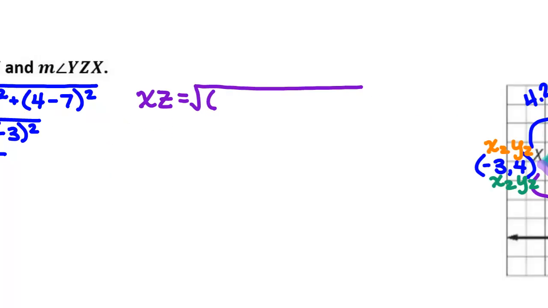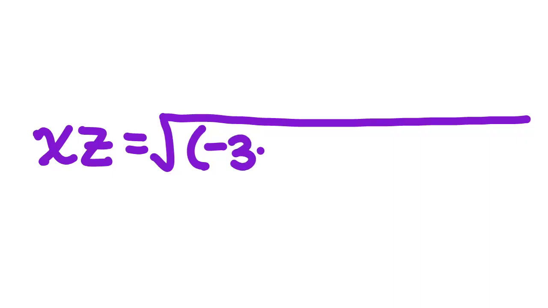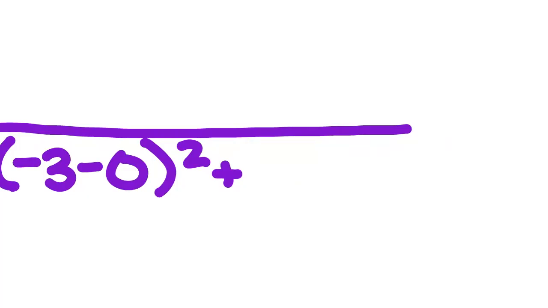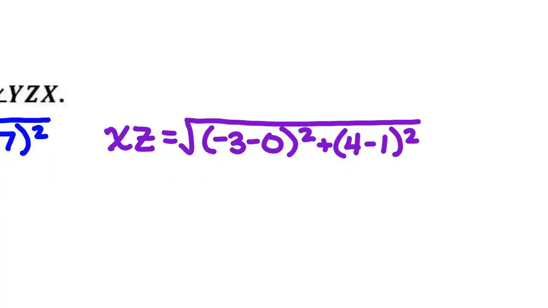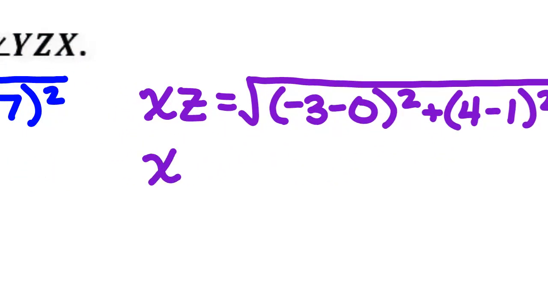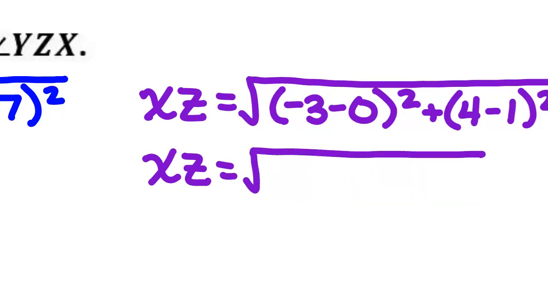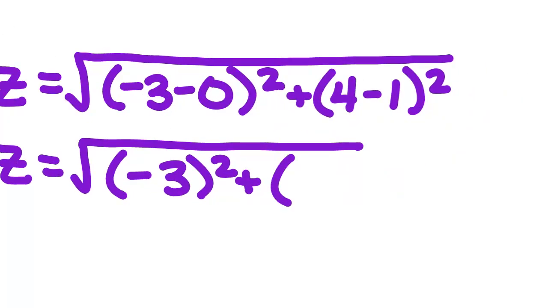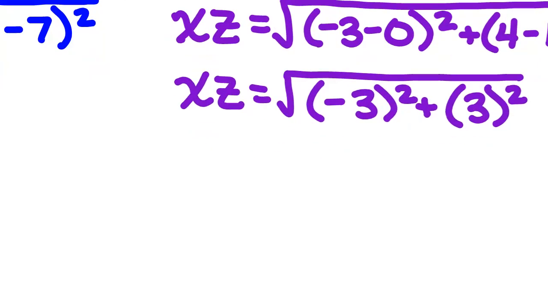We do X2, which is -3, minus X1, which is 0. Close my parentheses and square it. Plus Y2, which is 4, minus Y1, which is 1. Close my parentheses and square it. My first set of parentheses is exactly the same as my last set, -3 minus 0. So I have -3 squared. Plus, what's 4 minus 1? 3. So -3 squared plus 3 squared.